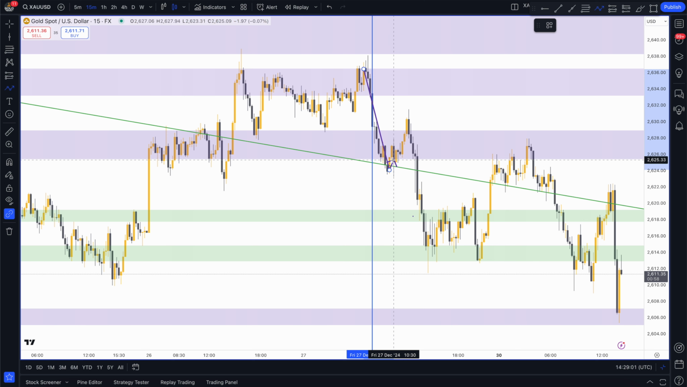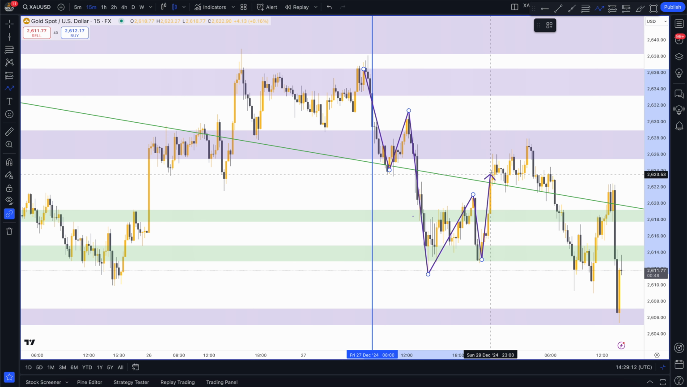As you can see, we originally came down to test this trend line as a support. Price then came back up to test 2631. We saw then price drop down and sort of stagger up before price dropped down further one more time to that 2613 level. And then as you can see here, we just sort of had a bullish flag.